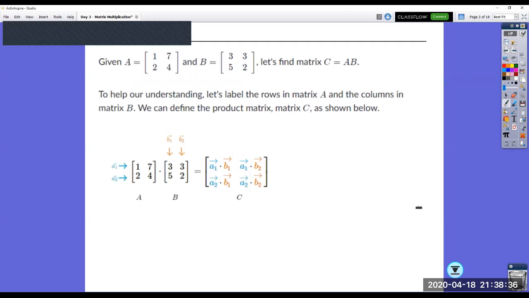So given that matrix A is a 2 by 2, right, 2 rows by 2 columns, okay, and this is a 2 by 2 as well, we're going to find matrix C that equals A times B.